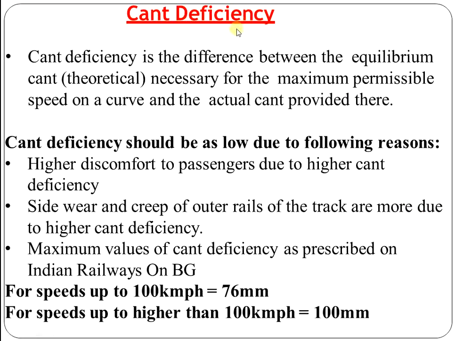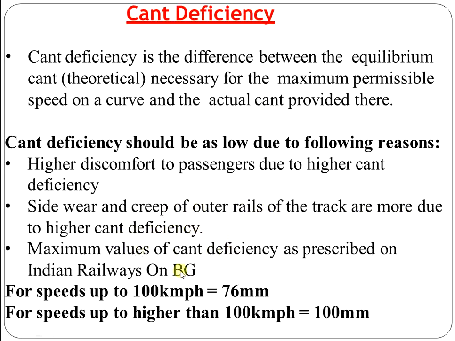Next point is the cant deficiency. The cant deficiency is the difference between the equilibrium cant necessary for the maximum permissible speed on curve and the actual cant provided. The cant deficiency should be low due to the following reasons. First one is the higher discomfort to passengers due to higher cant deficiency. Second one, side wear and creep of outer rails of the track are more due to higher cant deficiency.